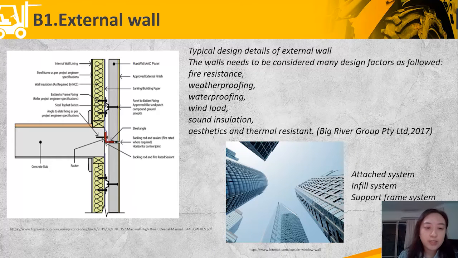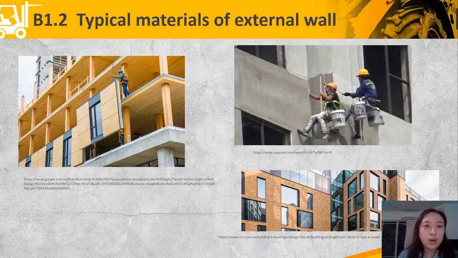It is directly attached to the building. In the infill system, it is installed between slabs and columns. The support frame system is first attached to the building structure and then attached to the slab and the columns. The materials of the external wall are concrete, brick, and timber.